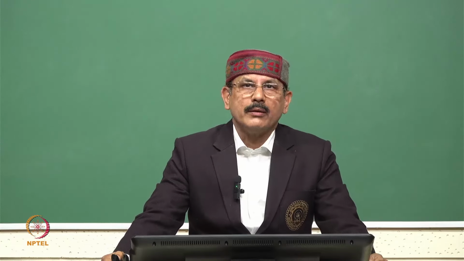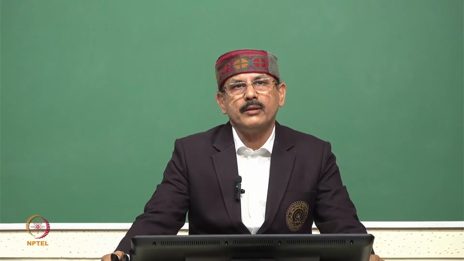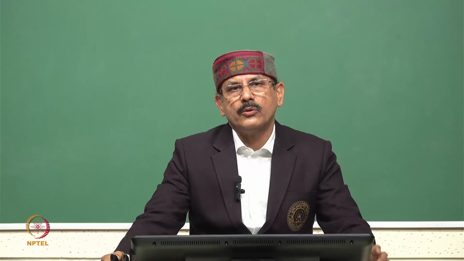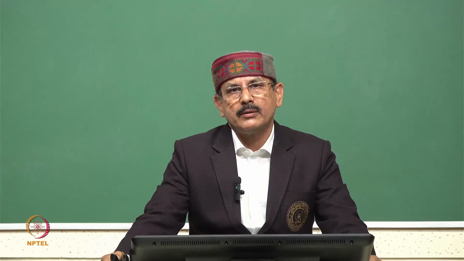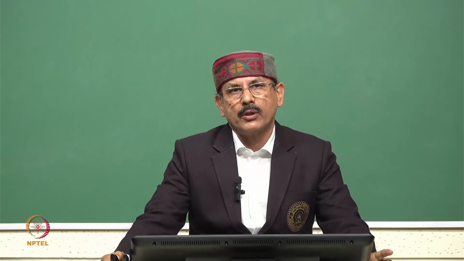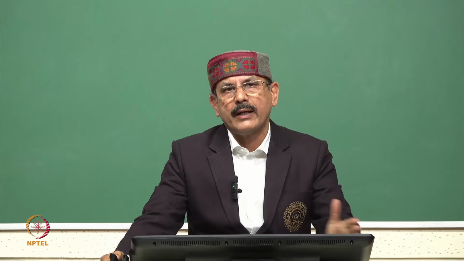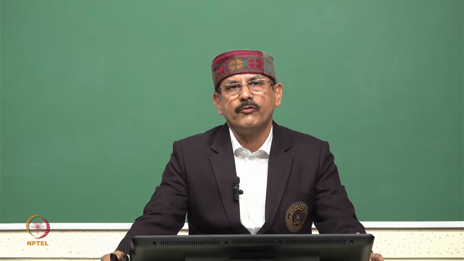What are the types of ranking? The rankings can be classified under different categories. There can be overall university rankings, subject specific rankings, research output rankings, international or continental rankings, regional rankings, accessibility and inclusive rankings, employability rankings, or maybe sustainability rankings. So when you talk about the type of rankings, it depends upon the organization to organization, institution to institution. Rankings are also different in different regions.